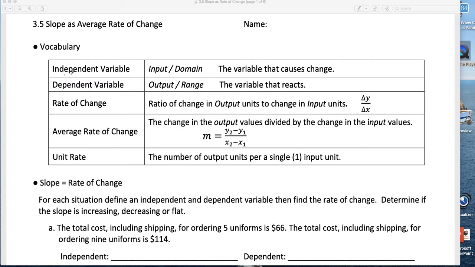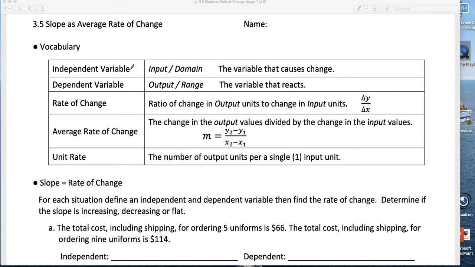All right, we've got an independent variable. Independent variable is the same thing as input, which is x normally, and that's also where we find the domain. The independent variable is the variable that causes change. Okay, the dependent variable is usually y, and it is the output and the range. And it is the variable that reacts. It doesn't do anything unless the independent variable does something first.